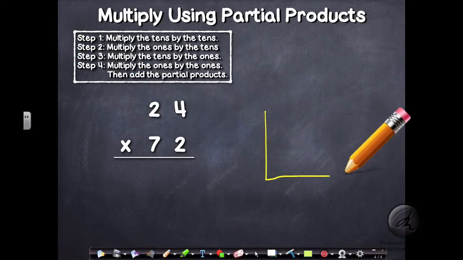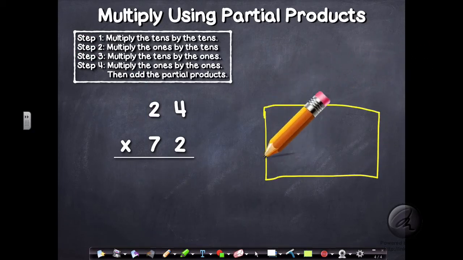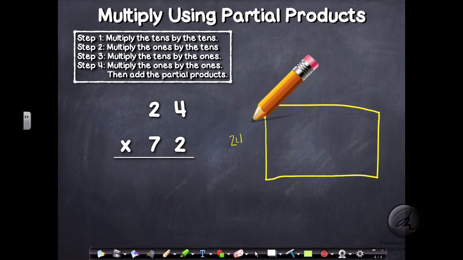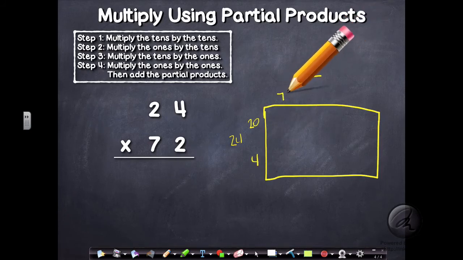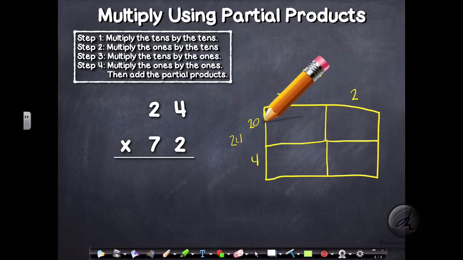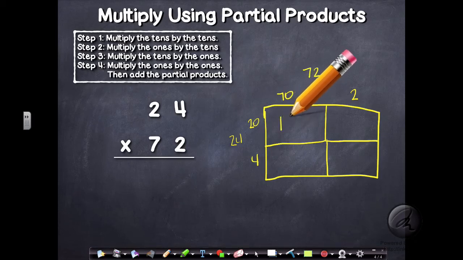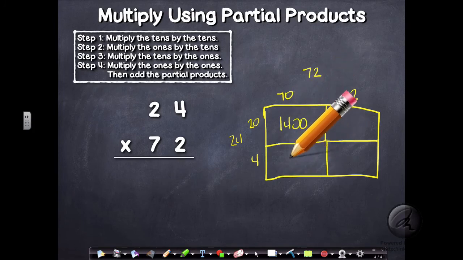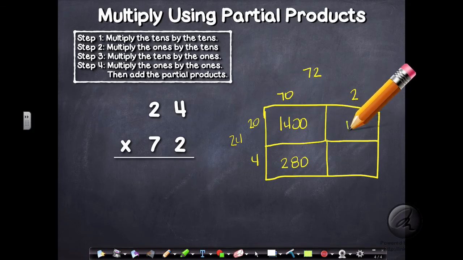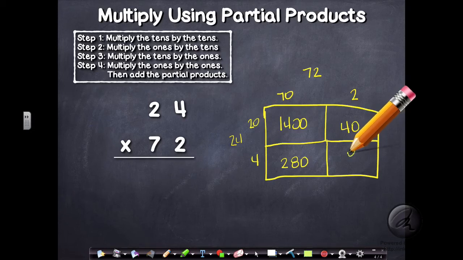And the reason this works is because if we were going to draw out that area model, right, and I had the number 24, which I would break into a 20 and a 4, and I had the number 72, which I would break into a 70 and a 2, you're doing the same thing using that area model. We're doing our 20 times 70, which gave us our 1400. We're doing our 4 times 70, which gave us 280. We're doing our 20 times 2, which gave us 40. And then we're doing our 4 times 2, which gave us 8.